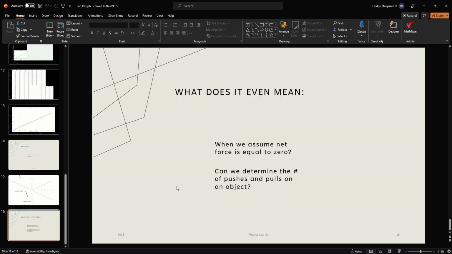Lastly, what does it even mean? When we assume our net forces are equal to 0, that means, can we really determine the number of pushes and pulls on an object? Technically, yes, but that's because that number is infinity, if you consider infinity a number. Most people don't, so I would say no.